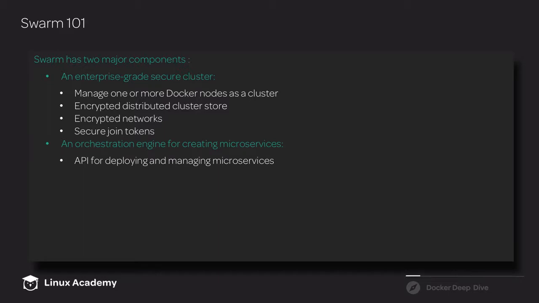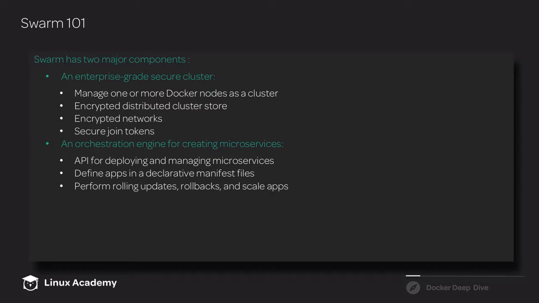Swarm exposes an API that allows you to deploy and manage complex microservices with ease. You can define your applications in a manifest file in a declarative fashion. Swarm makes it easy to perform rolling updates, rollback failed deployments, and scale your applications up and down. Swarm was initially not part of Docker, but officially became a part of it with the Docker 1.12 release.